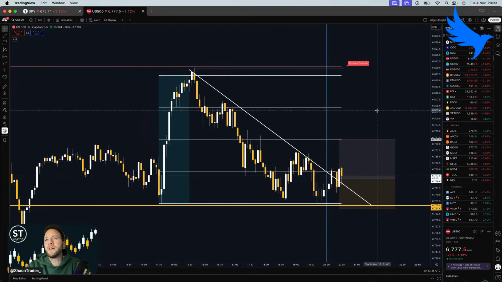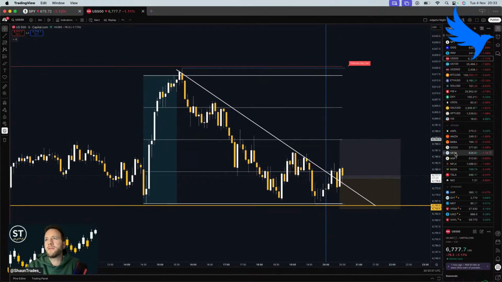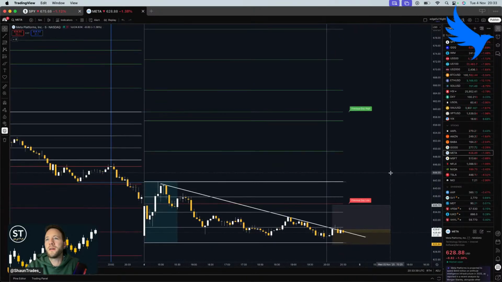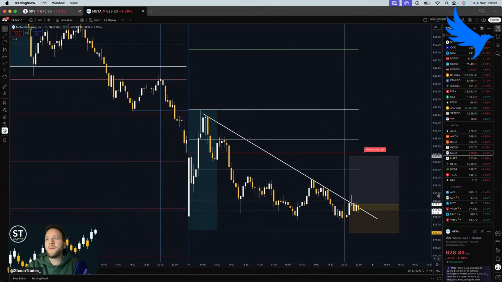So I've taken that trade. I've also taken a little trade in Meta as well, which is essentially the same move. So you can see here.